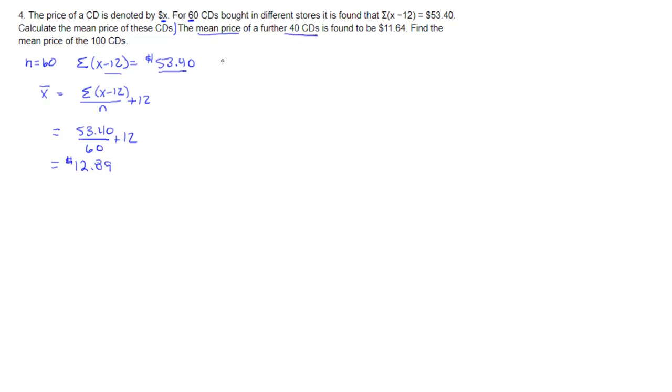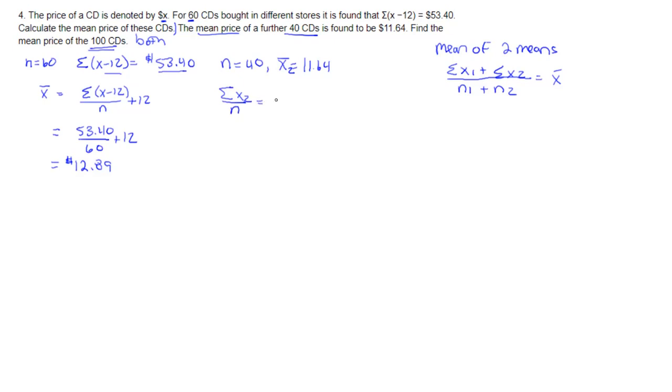Now the second part, it says there's another 40 CDs, and they tell us the mean for that. What they want to do is put them together and find the mean of both. So keep in mind, if we're finding the mean of two means, what we've got to do is take the sum of the x's for both and add them together and divide by the n's for both. So let's go ahead and take a look at this.